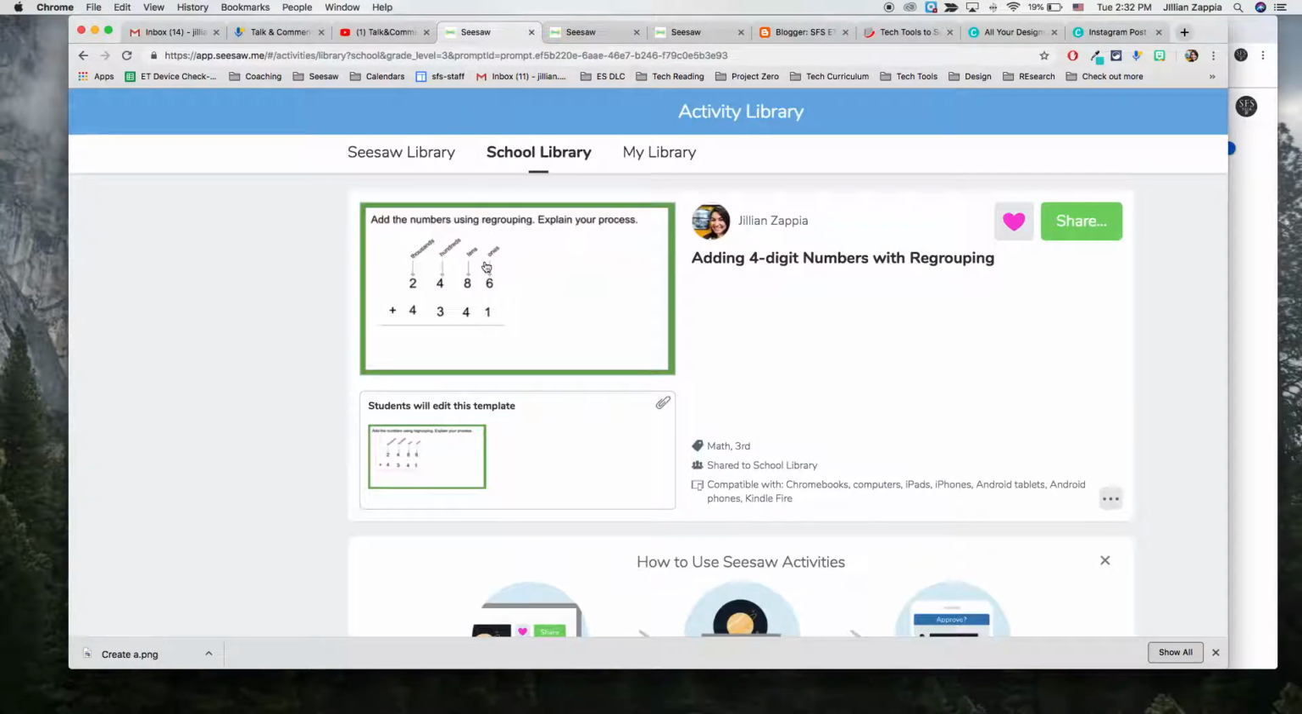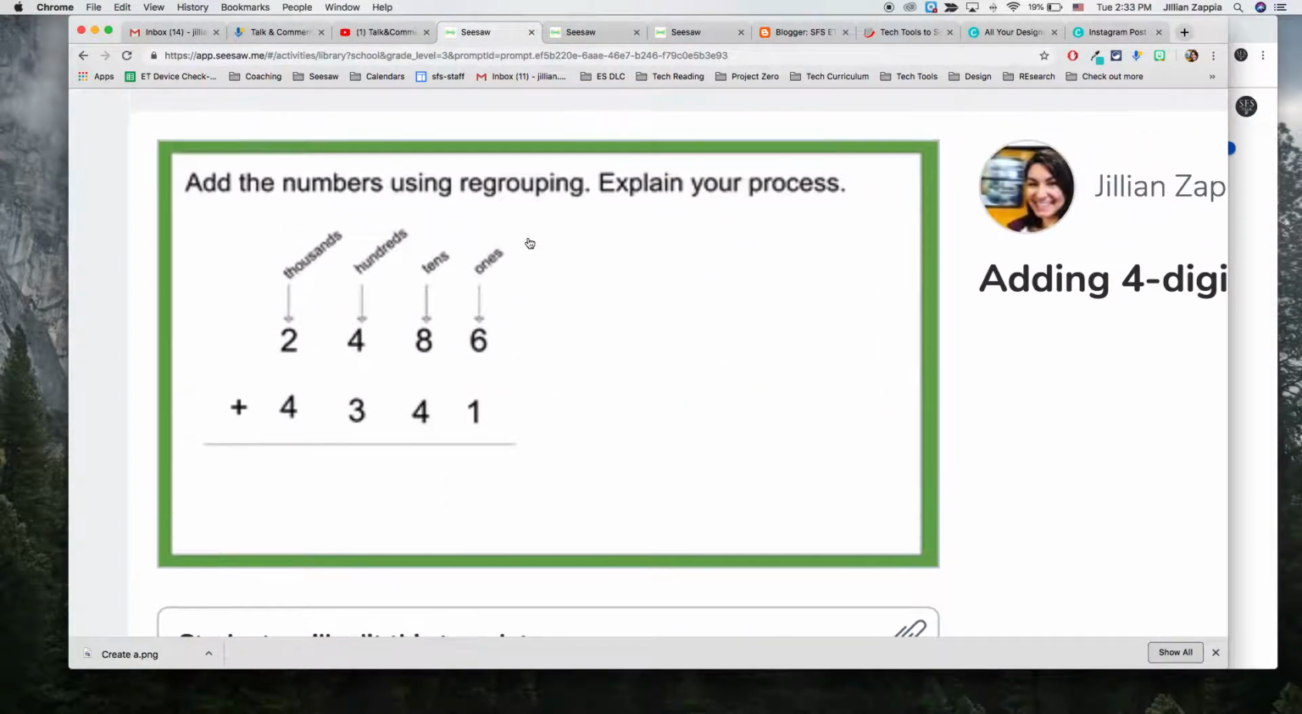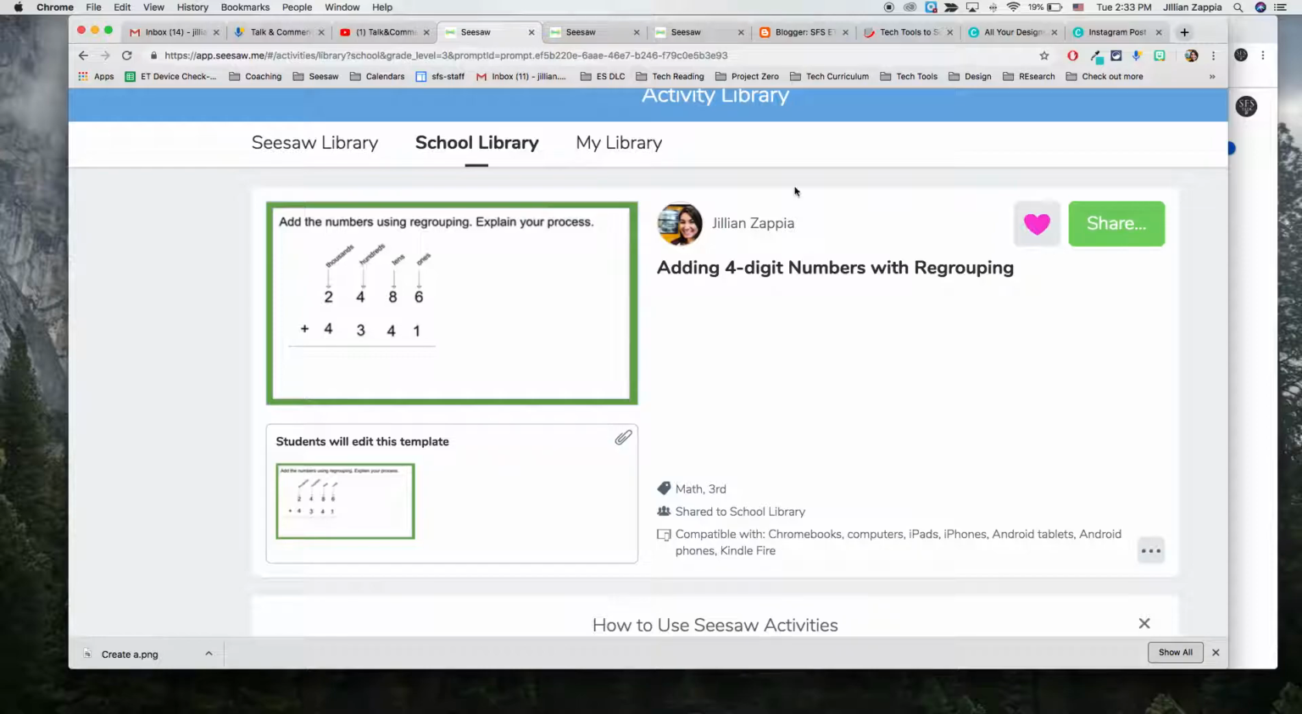And then the group that needs the most support has an adding problem with 2 4-digit numbers, but they have the place values labeled here so that when those students are explaining and they're doing the regrouping, they have that support that's there for them.